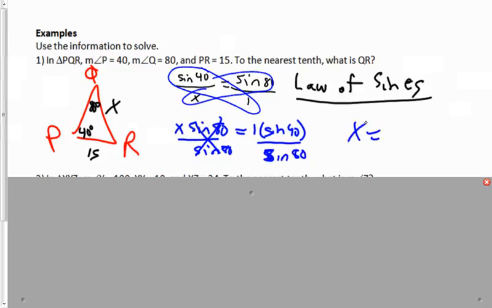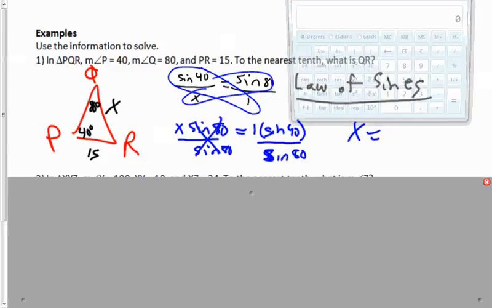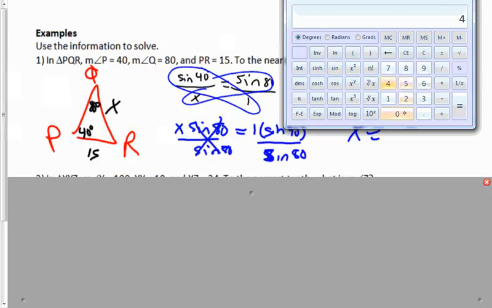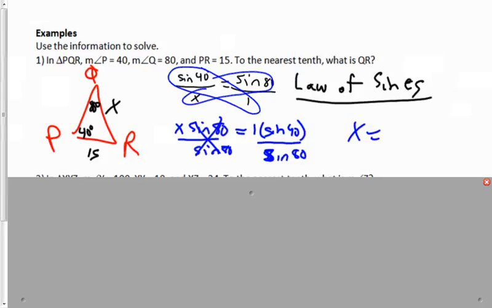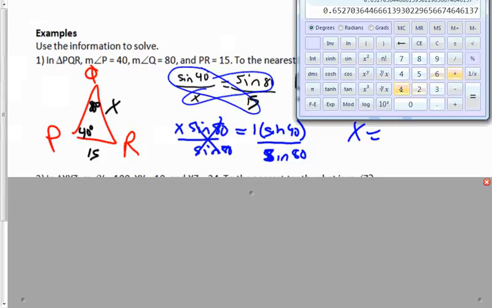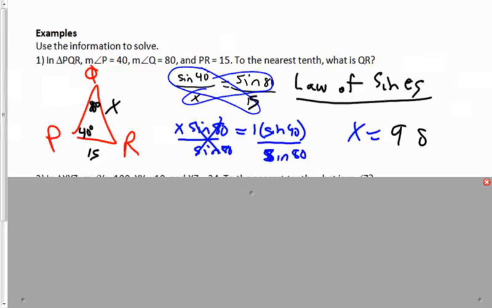So we just need to pull out our calculator and figure out the sine of 40. We'll do sine 40 and divide that by sine of 80. Oh, I just realized why that doesn't make sense. We missed the 15. I put 1 instead of 15 here. So I just have to multiply that by 15. All right, and we get 9.79, or about 9.8. That means the side length of x is 9.8 units, to the nearest tenth. There we go.